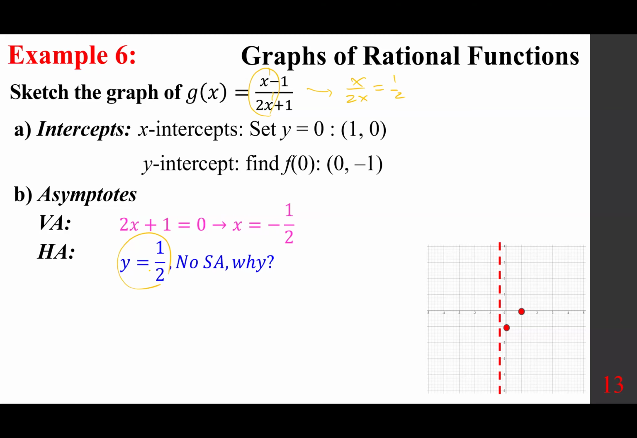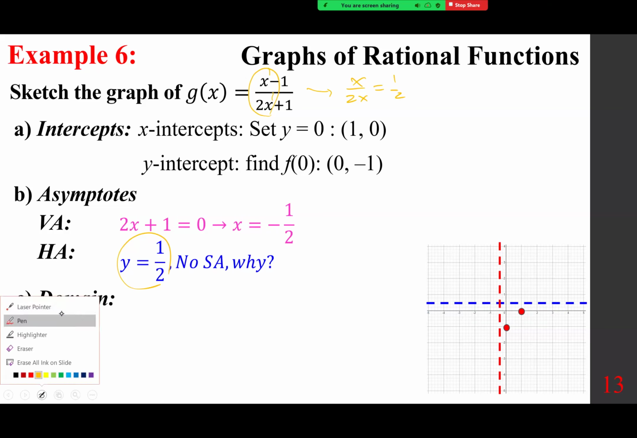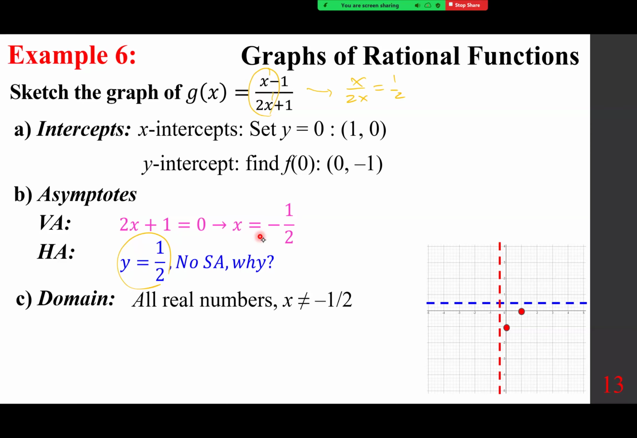So this is your horizontal asymptote, the blue one. What about the domain? Well, we go back to the vertical asymptote, and we say everything except x equals negative 1/2. All real numbers except x equals negative 1/2. So in interval format, we write negative infinity to negative 1/2 union negative 1/2 to infinity.